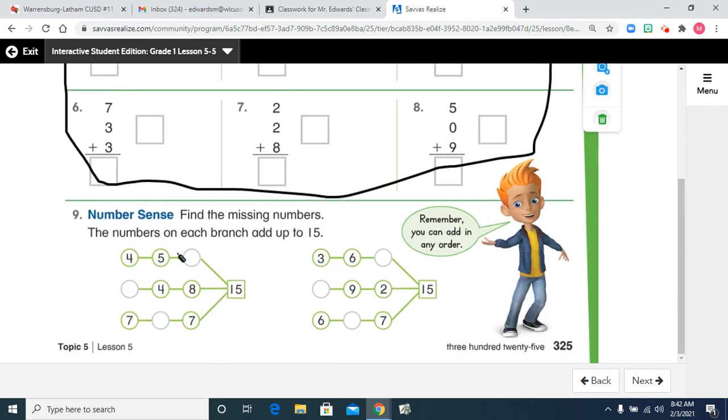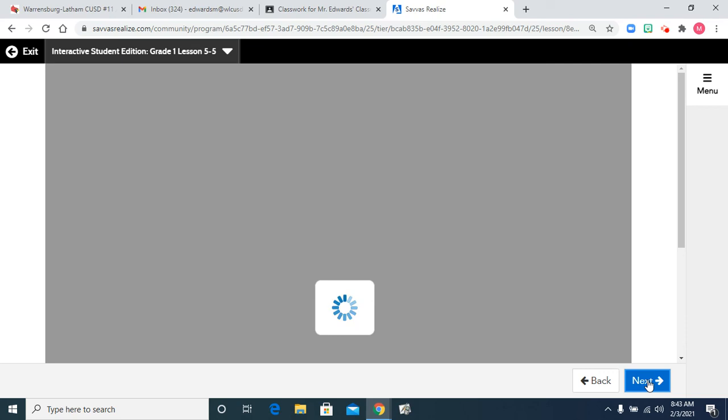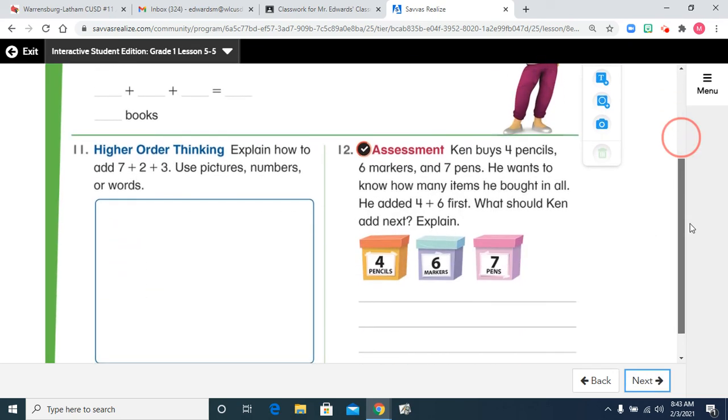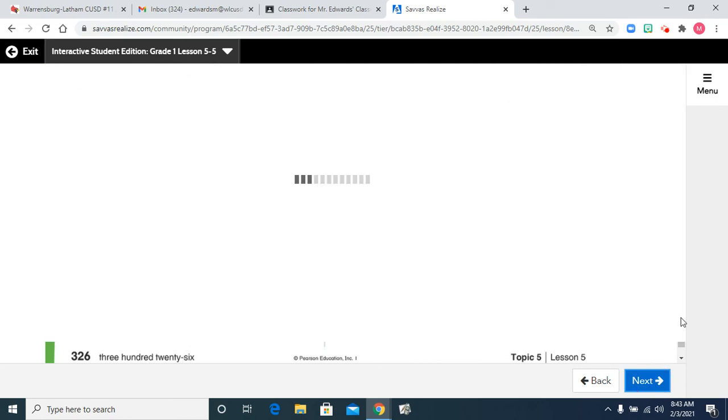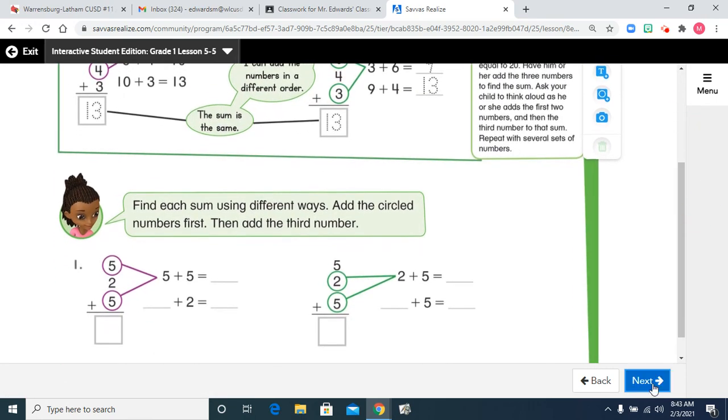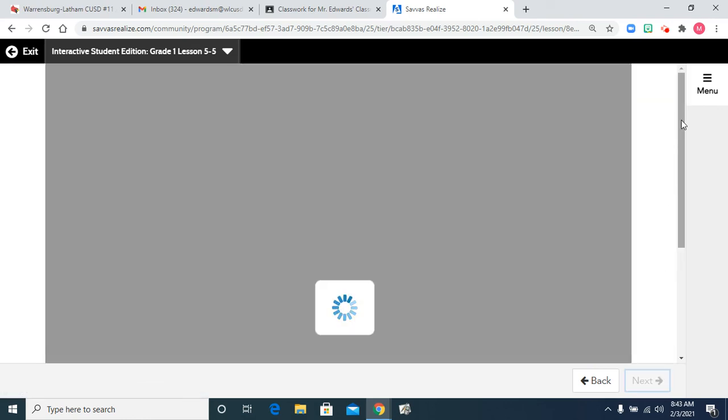If you would like, you can do the bottom. It's optional. You don't have to do it. If you want some extra practice, you can go to the next page, 326. And you can do a couple problems on this page. There's also problems to do on page 327 and also on page 328.